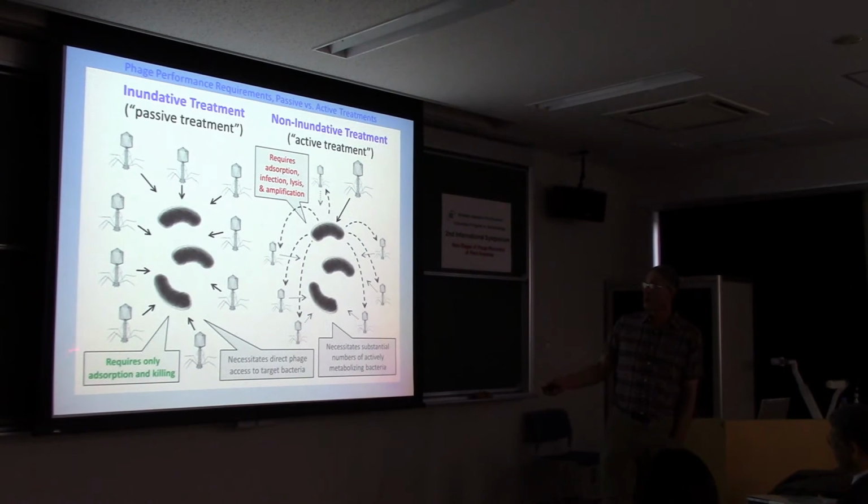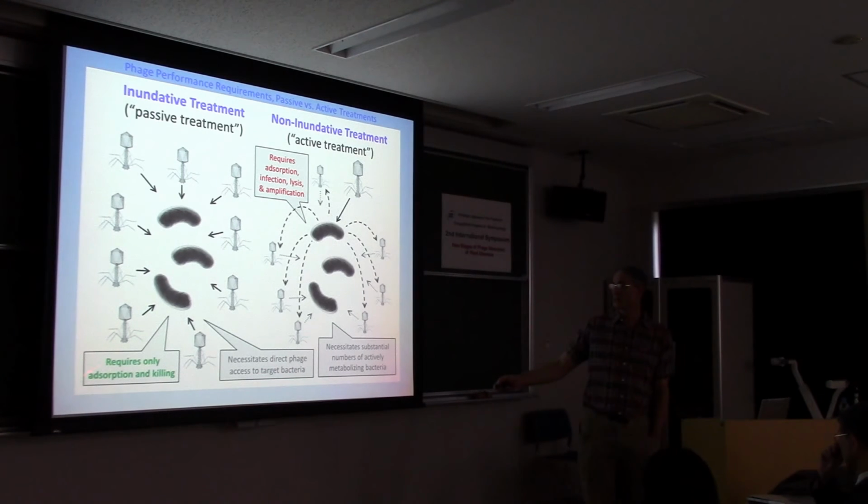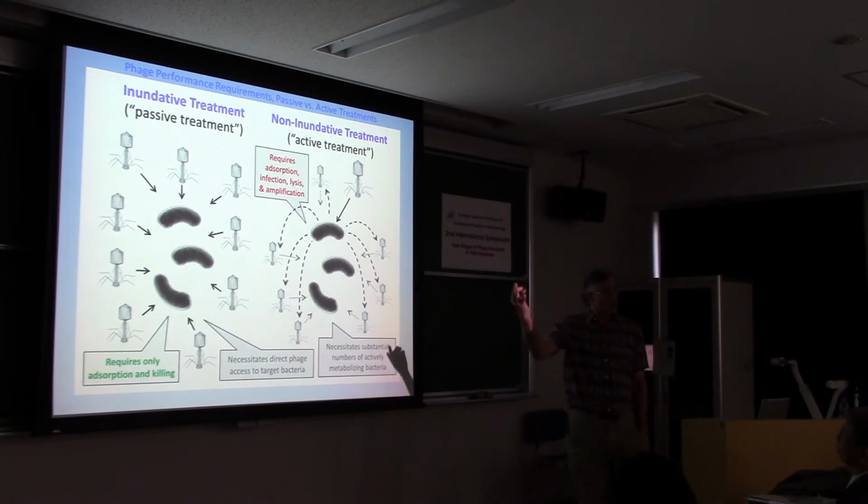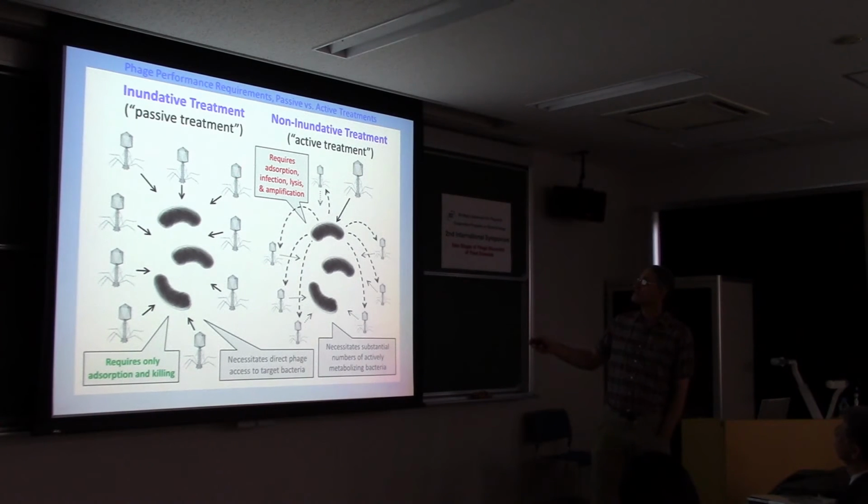So passive treatment, all this requires, other than that the phages actually penetrate to the target bacteria, is for the phages to adsorb and then kill the bacteria. However, for active treatment, you have to have lots of metabolizing bacteria around, otherwise you'll never boost the phage density to high enough densities to get rid of the bacteria. And also the phages have to adsorb, they have to infect, they have to lyse the hosts that they're infecting and amplify their own numbers at the same time. Performance requirements are much higher.